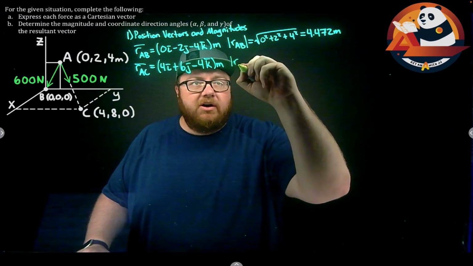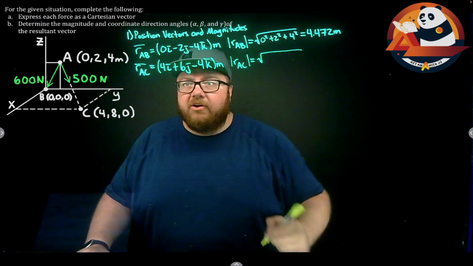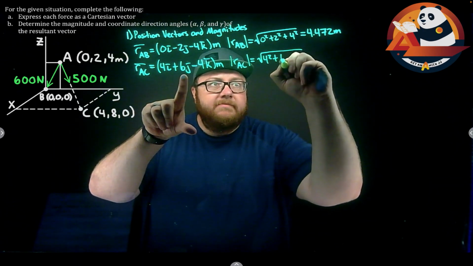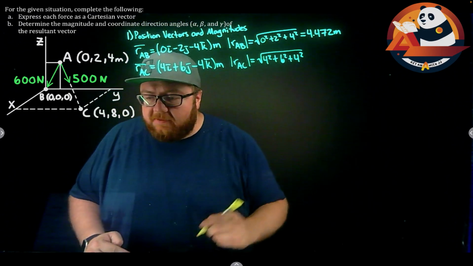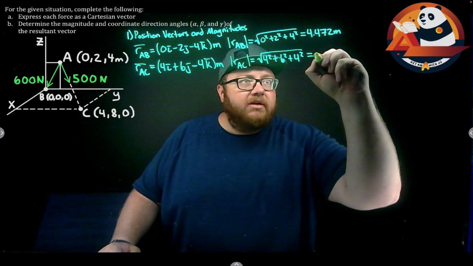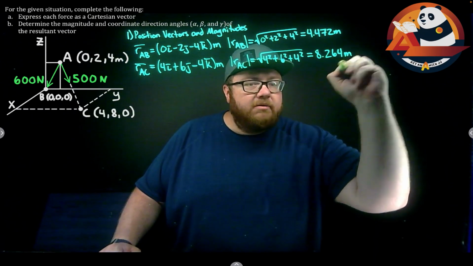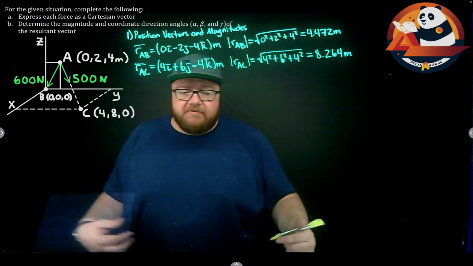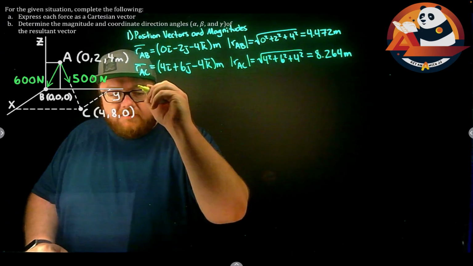The magnitude of RAC should be the square root of 4 squared plus 6 squared plus 4 squared, which is 8.264 meters. That takes care of that first step. I have my position vectors and their magnitudes, so I have enough to get unit vectors for both of those.